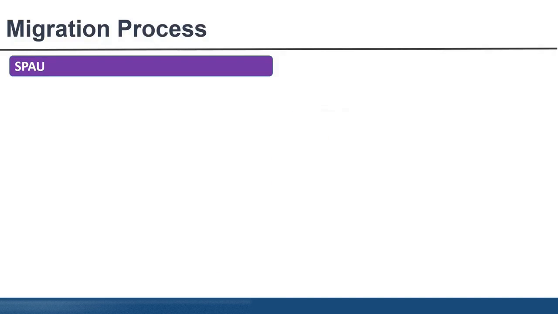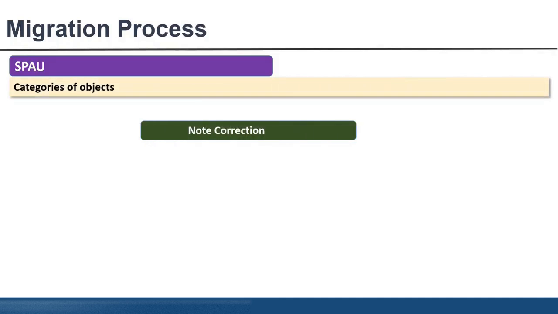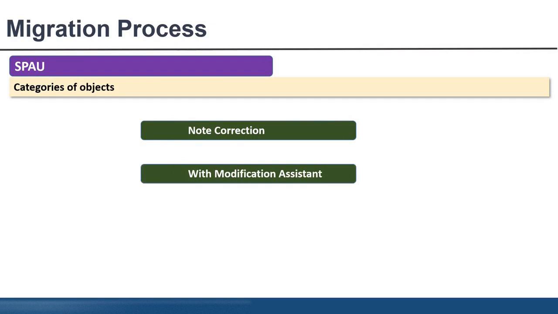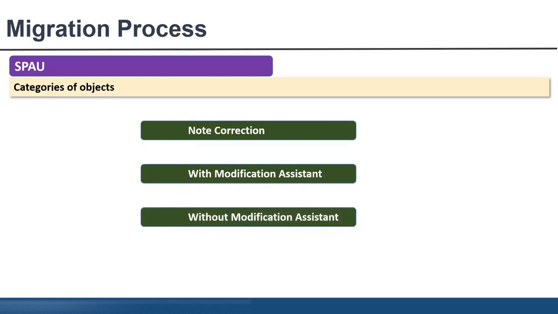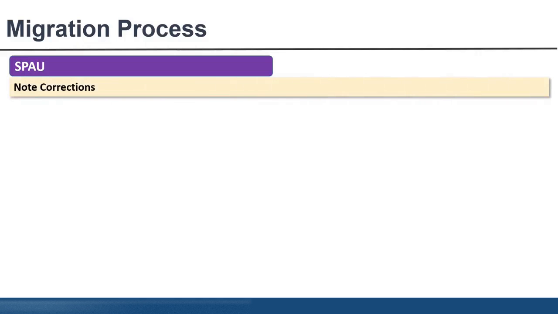The objects inside SPAU will appear in any of the three categories: node correction, with modification assistant, or without modification assistant. Node corrections. Here you need to apply some additional SAP notes. The notes will have different implementation status like obsolete note. These are obsolete and you need to reset them.